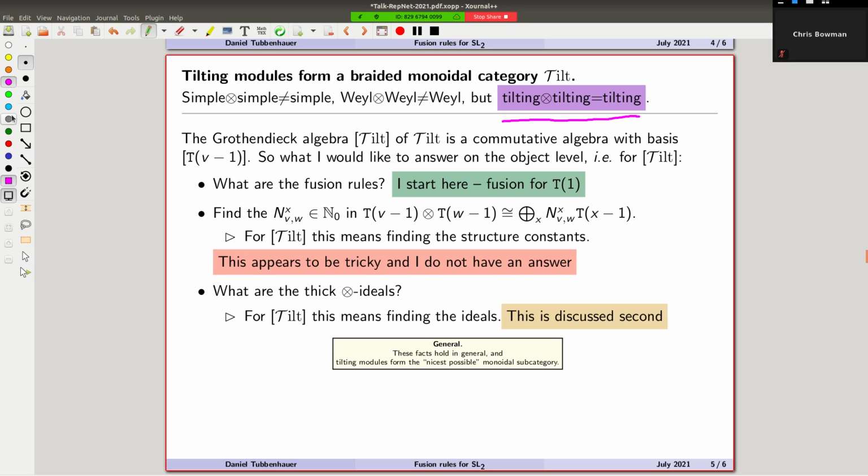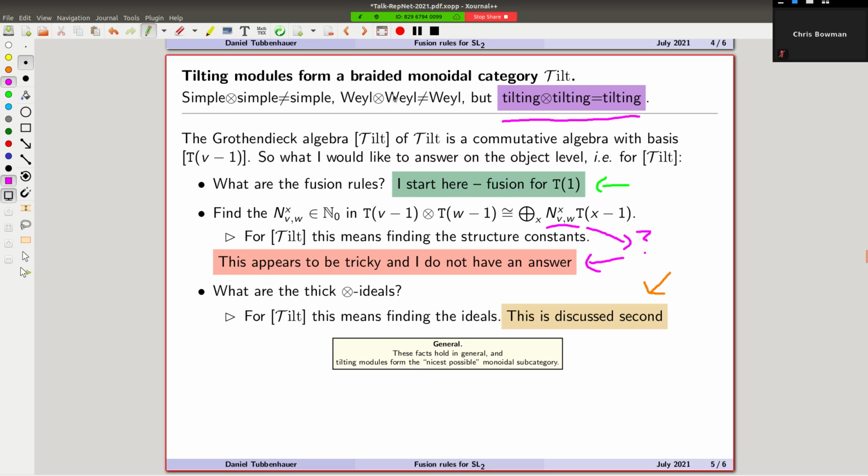What I'm going to explain first is how to do that, and then I will briefly explain what the tensor ideals look like, which is a direct corollary of what I'm going to explain first. The tensor ideals are, of course, well known for ages, and it's really a weaker statement. So writing down the structure constants is a stronger statement than writing down the thick tensor ideals. I'm going to explain what all that means, so don't worry. I sadly don't have an answer in general, so I don't know how those coefficients look in a very nice way. If someone knows, I would be very happy to know.